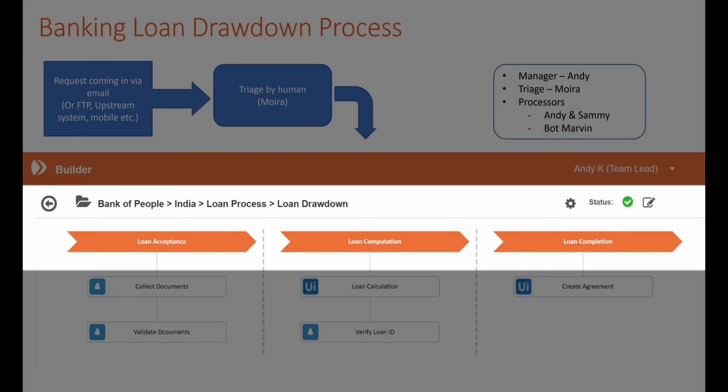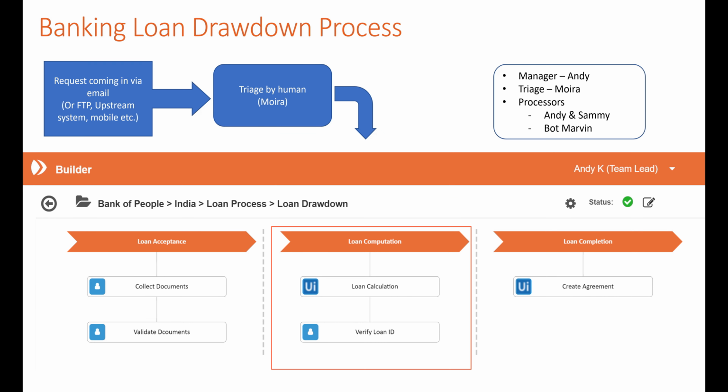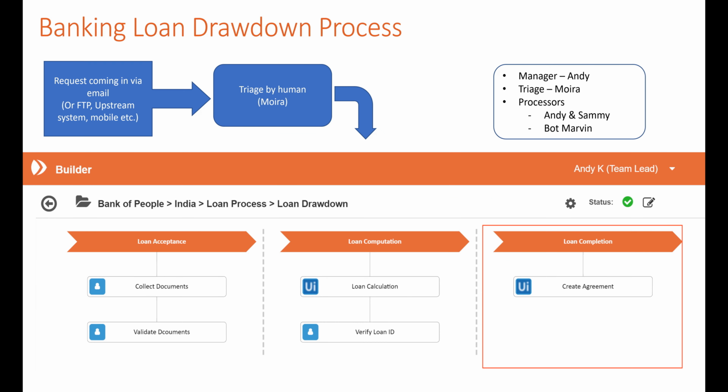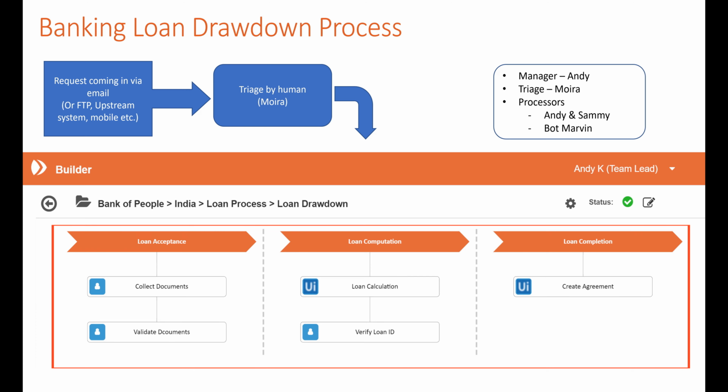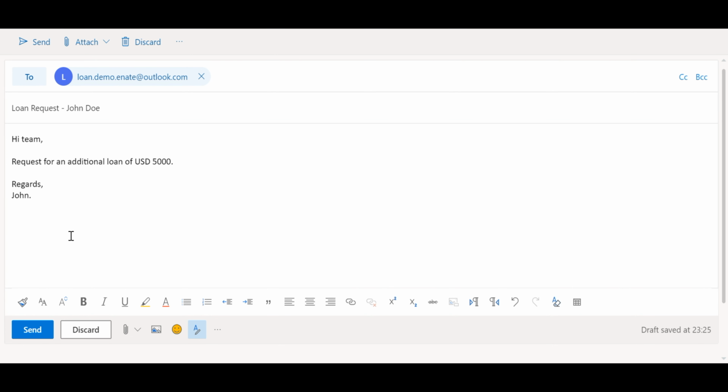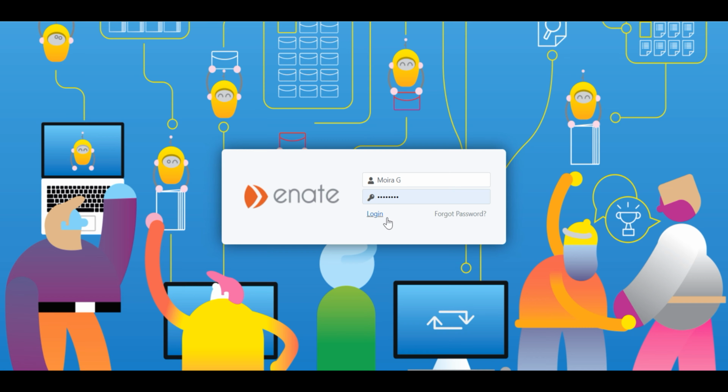The orange blocks in the diagram are what we call steps. Steps are logical groupings of different types of tasks in the process that form the end-to-end life cycle of the process. The customer makes the loan request via email.